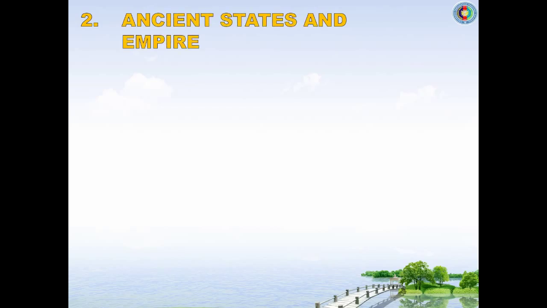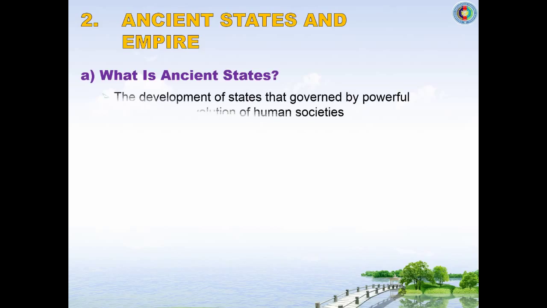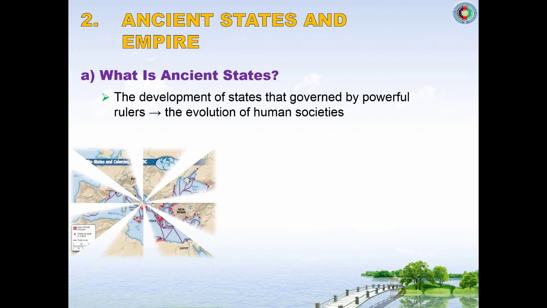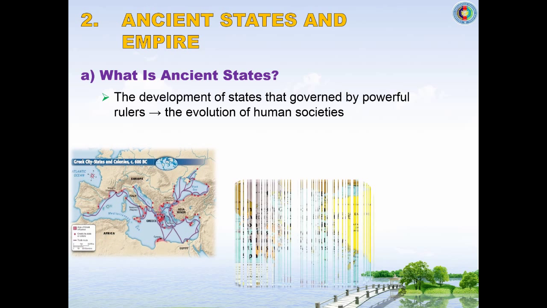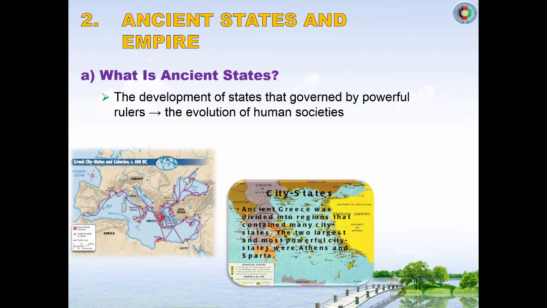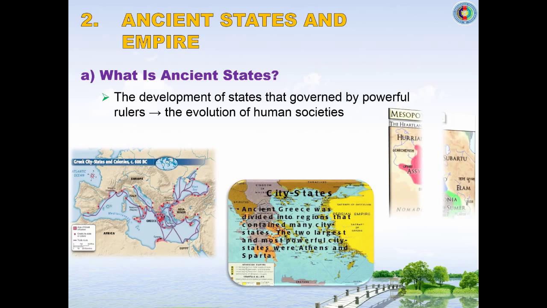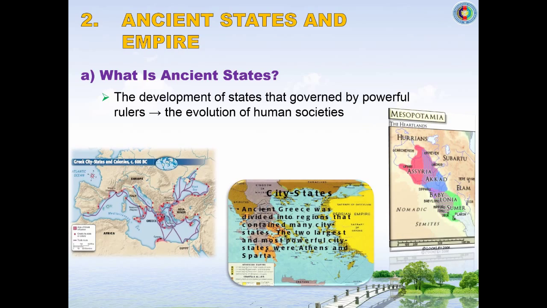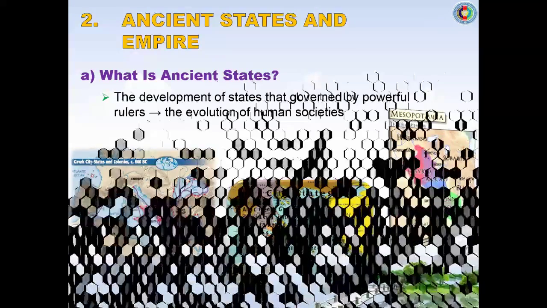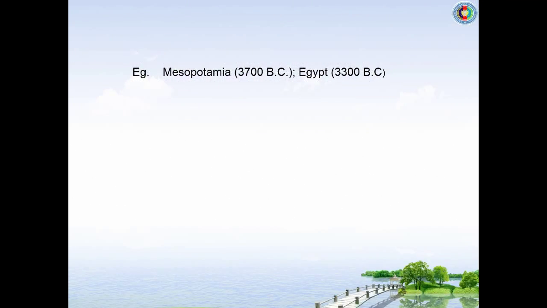To begin with, one needs to know the differences between an ancient state and an empire. In short, an ancient state is the development of states that is governed by powerful rulers, and it involves the evolution of human societies. Archaeologists distinguish between primary states and secondary states.